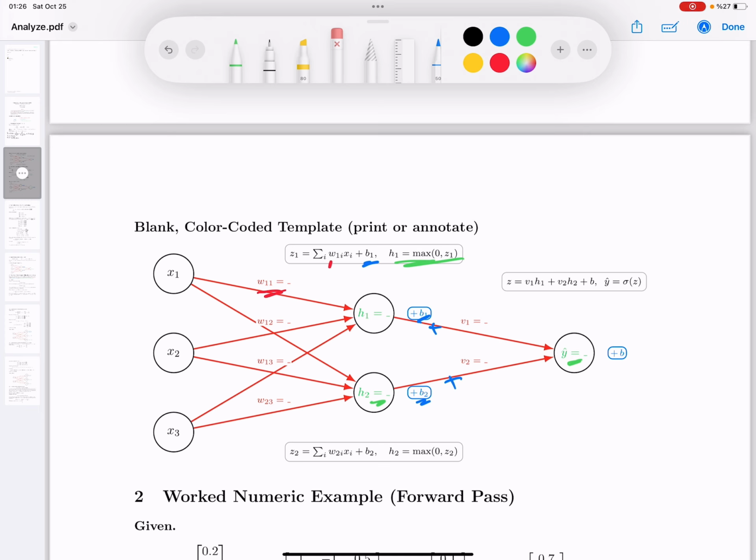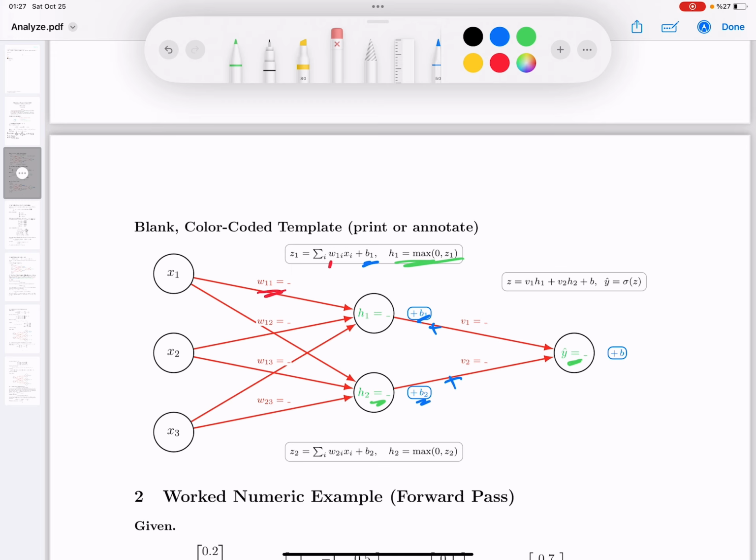For each node, you first get a pre-activation: the raw weighted sum plus bias. And the forward pass is where you pass your input through the network to get an output. Green numbers are the live values produced during the forward pass.